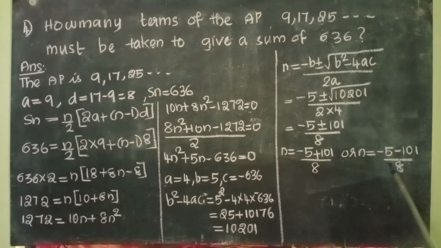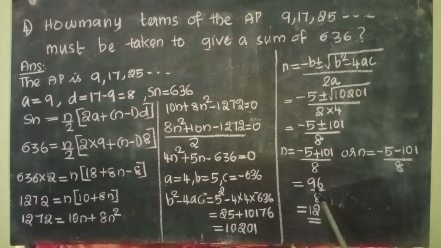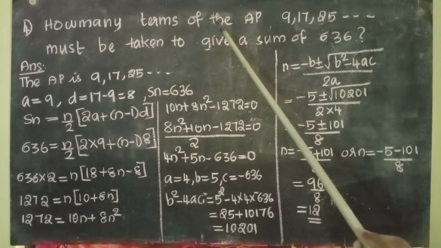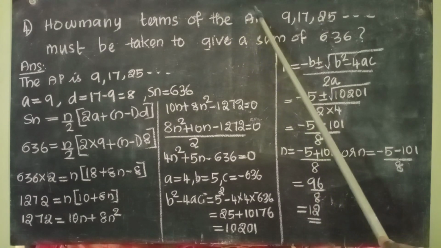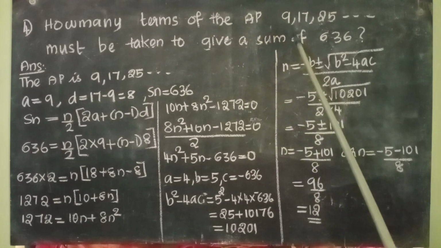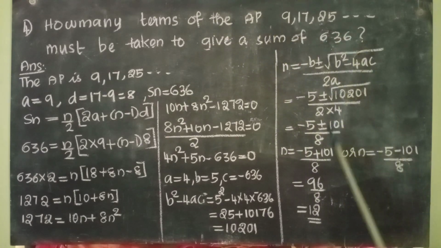This part you need not consider because the answer will be negative. We can do the first part. That is equal to 96 by 8 equal to 12. So we got n equal to 12. So there are 12 terms of the AP to give a sum of 636.